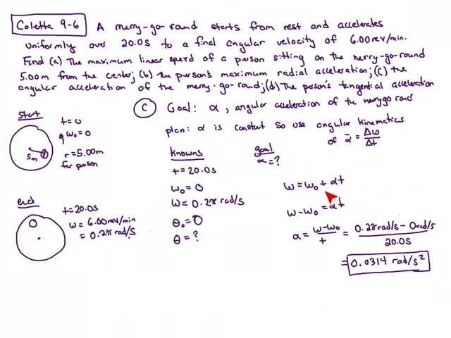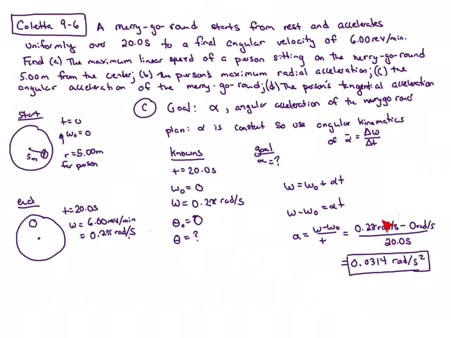Once I figured out which kinematics equation to use, the execution really wasn't that bad, right? I just did some algebra. I ended up with this equation, which actually looks very similar to that equation, which is why either one of them will work. Plugged in my numbers, and I got 0.0314 radians per second squared.